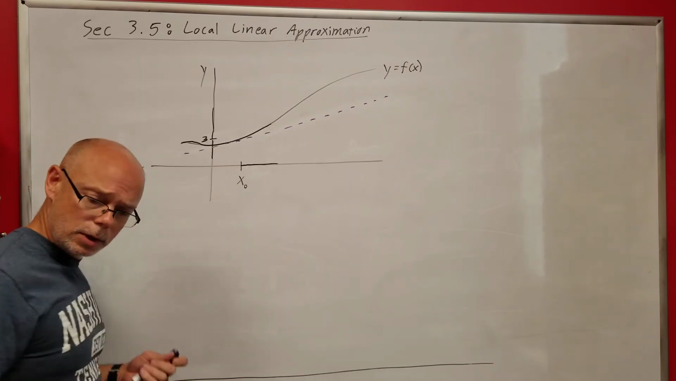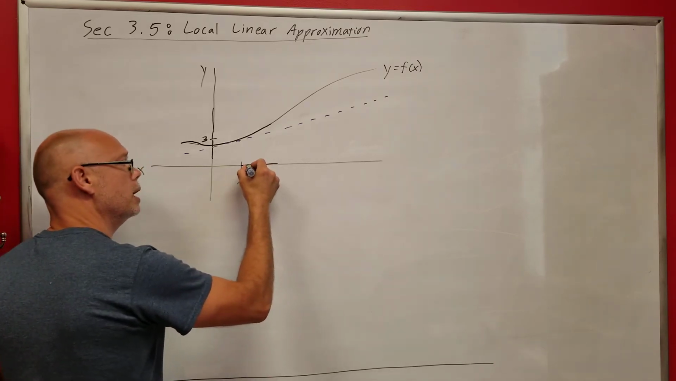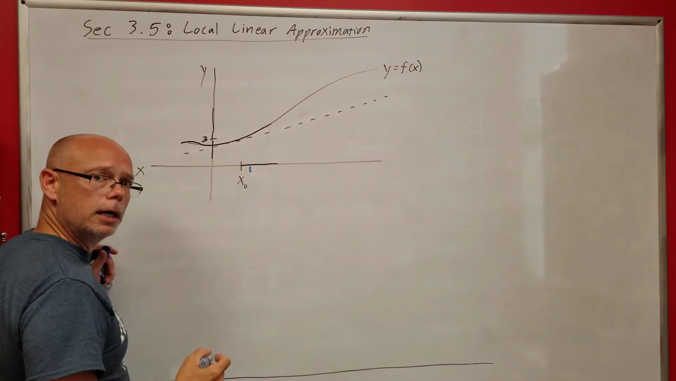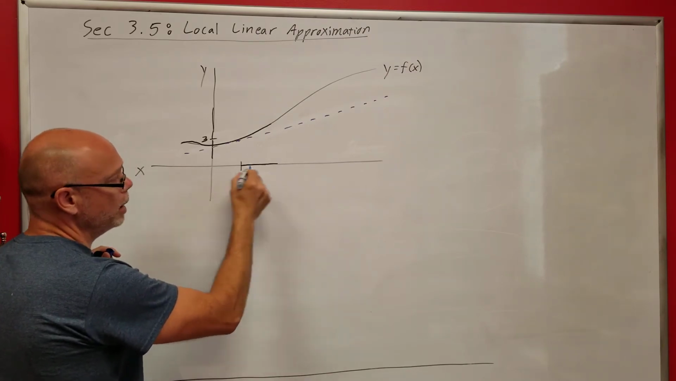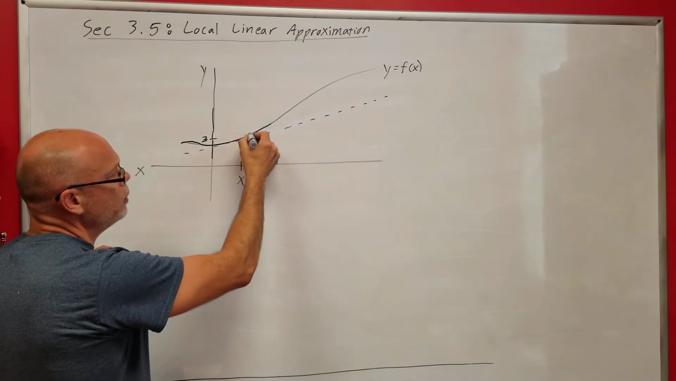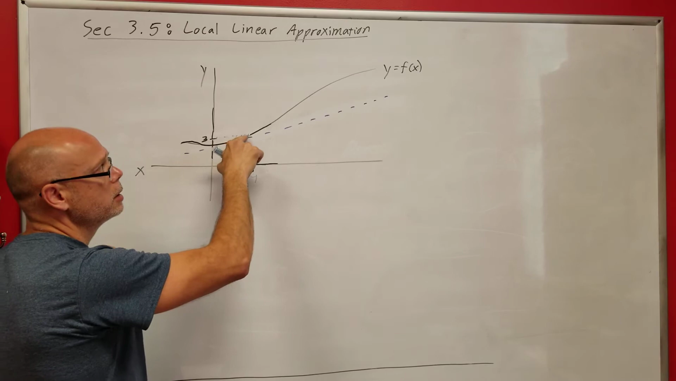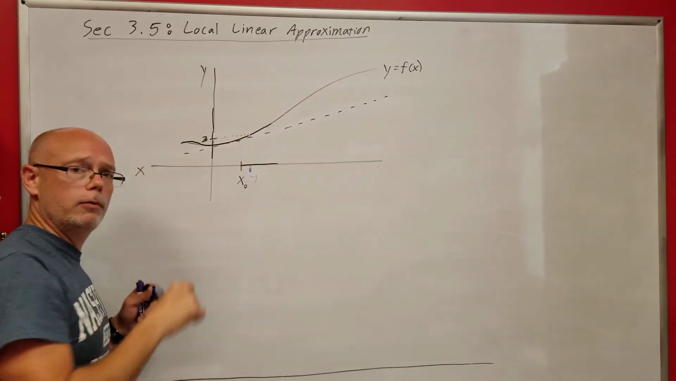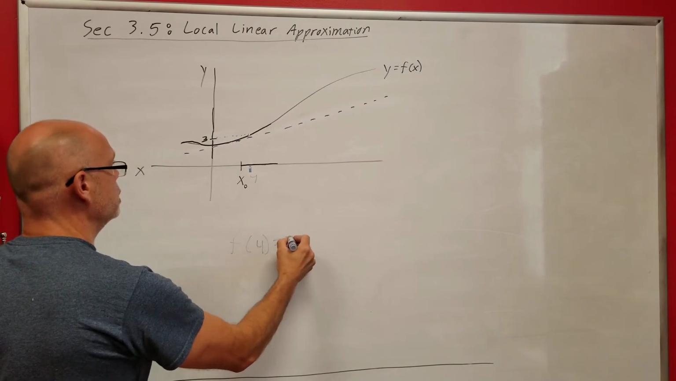Now let's suppose I want to look at an x value just to the right of this x naught value, like right here, okay? Maybe that's an x value of, say, 4, or maybe it's 5 or whatever. Let's say it's 4, okay? My function value at 4 is going to be right here. It's going to be the output of this function at 4, or we can say f of 4 is equal to 3.